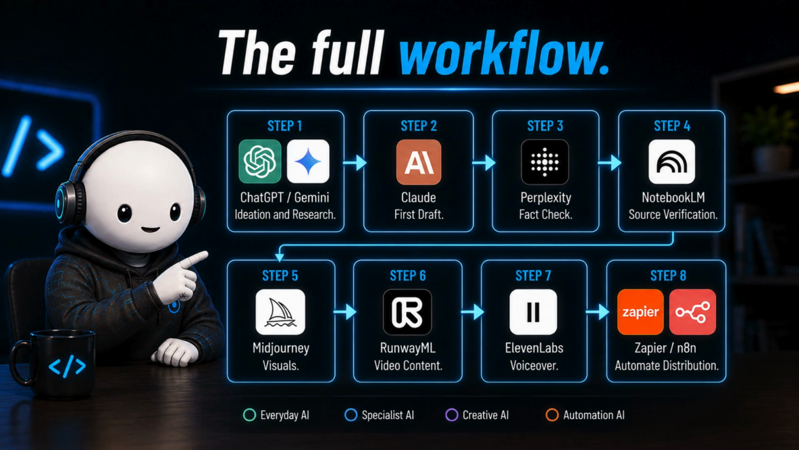And here is how they all connect in a real workflow. You use ChatGPT or Gemini to ideate and research, Claude to write the first draft, Perplexity to fact-check, NotebookLM to verify against your sources, Midjourney to generate visuals, RunwayML to create video, ElevenLabs to add voiceover, and Zapier or N8N to automate the entire distribution process. That is not 10 separate tools. That is one connected system.